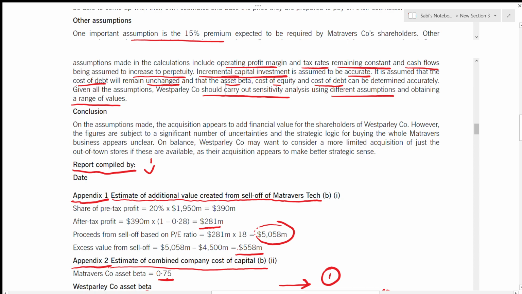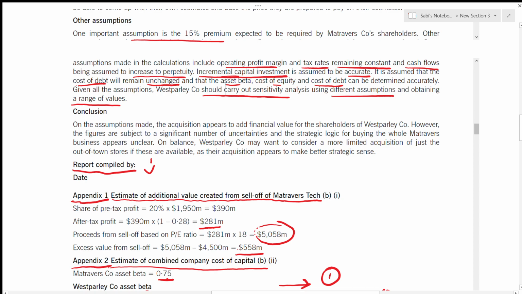Right? Try to use these words when you're writing the conclusion on the assumptions made. This acquisition appears to add financial value, but they're talking about the strategic value. They're saying that rather than buying the whole, it's better only to buy the out of town stores, right? And the figures are also subject to uncertainties. So all those things you can include in your conclusion.